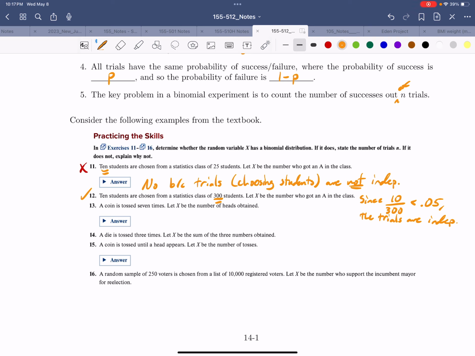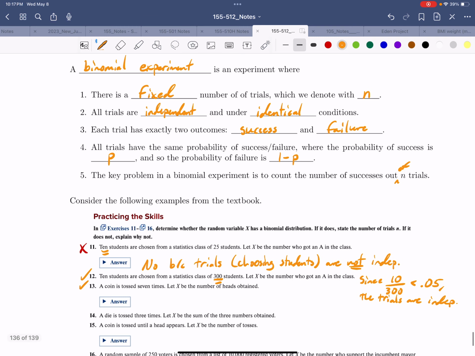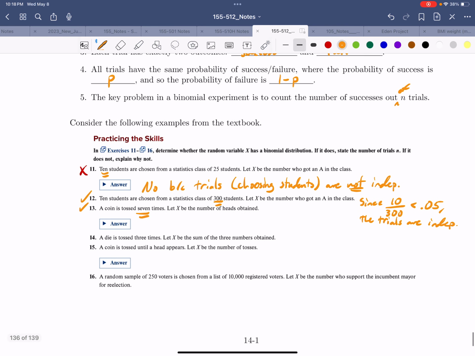A coin is tossed 7 times. Let x be the number of heads obtained. Absolutely. Yes, that's the standard example. It doesn't need to be a fair coin, by the way. But note that there's a fixed number of trials, 7, right? All trials are independent and identical. We can assume each coin flip is the same as the one before. There are only 2 options, success and failure: heads or not heads. Probability of success is 50%, failure 50%. So we're good.